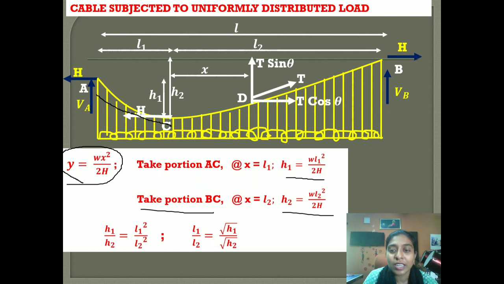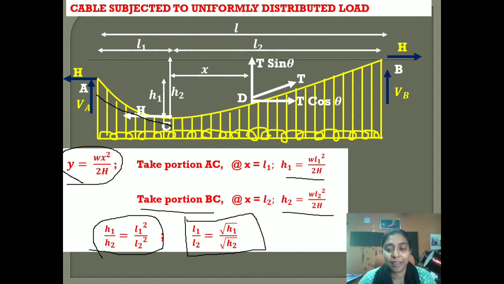Now dividing H1 by H2, we get H1 by H2 is equal to L1 square by L2 square. This is another conclusion, the relationship between the dip and the span at two different levels when the supports are at different levels. So L1 by L2 is equal to root of H1 by H2, or H1 by H2 is equal to L1 square by L2 square.